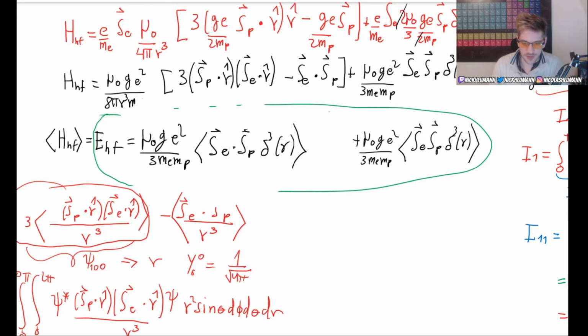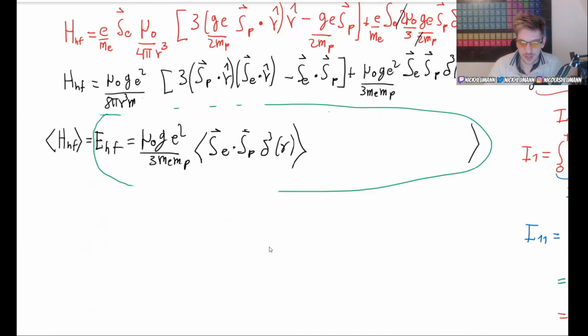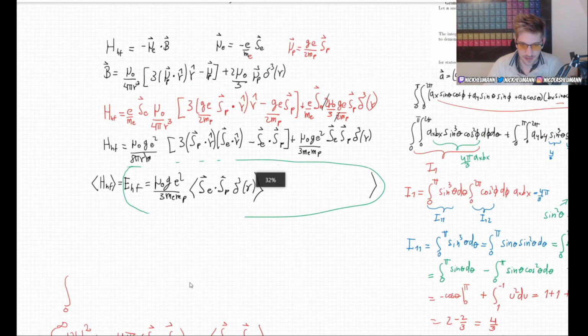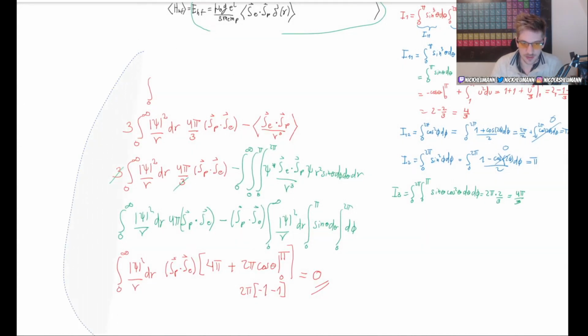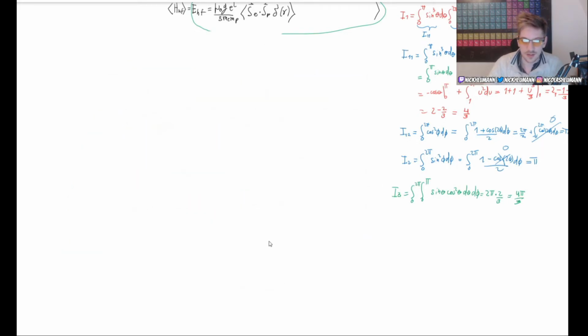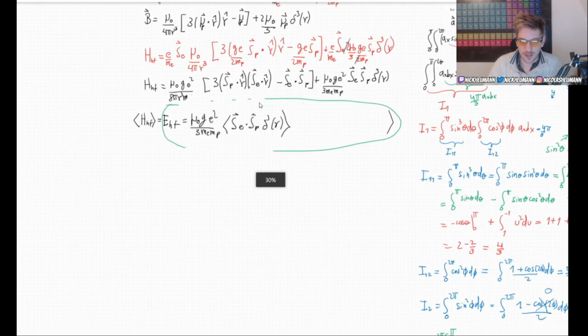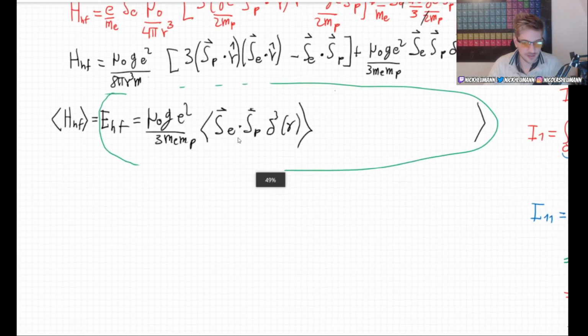All right, so how do we do this now? So how exactly do we continue? Well, now we need to find that expectation value. Let me delete all of this, I want some space. Okay, so we want to find that expectation value right there.